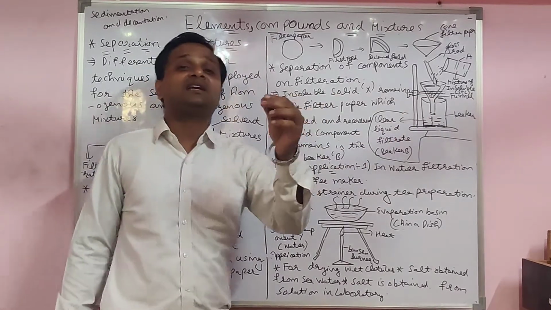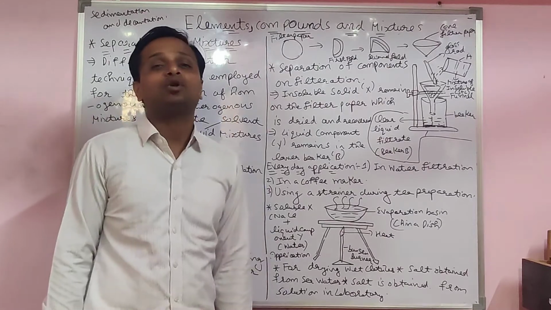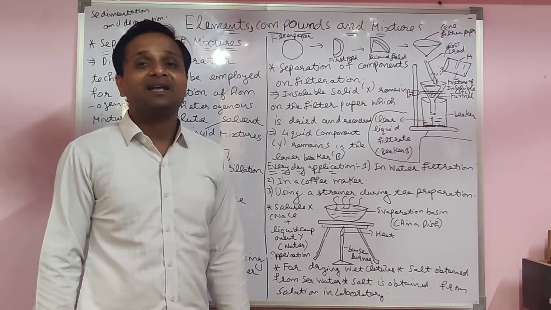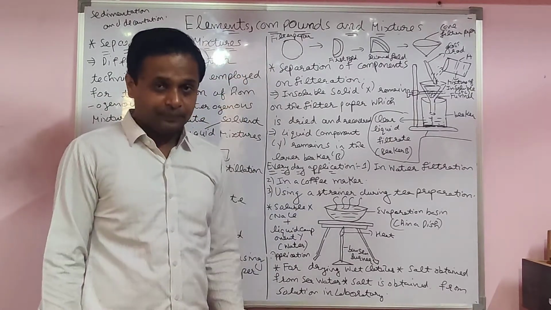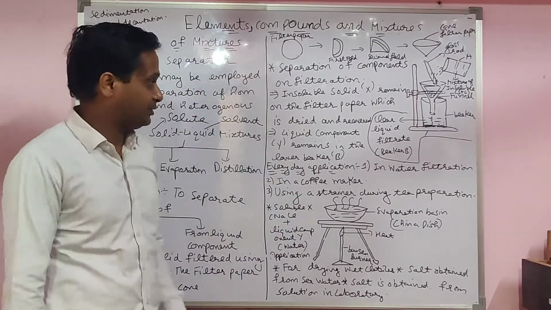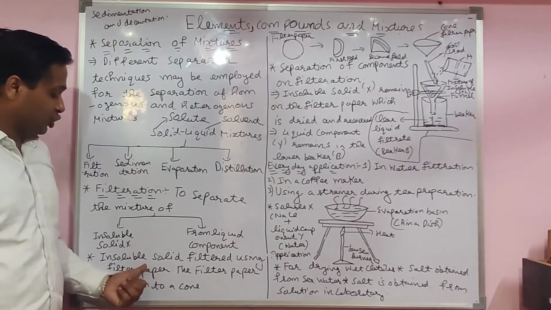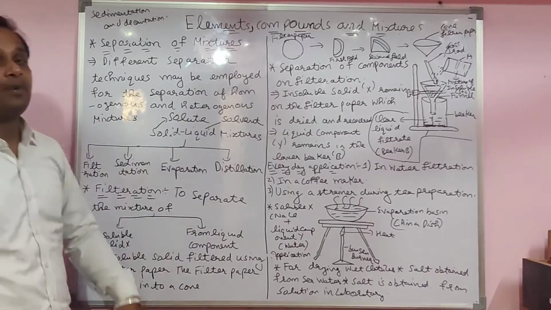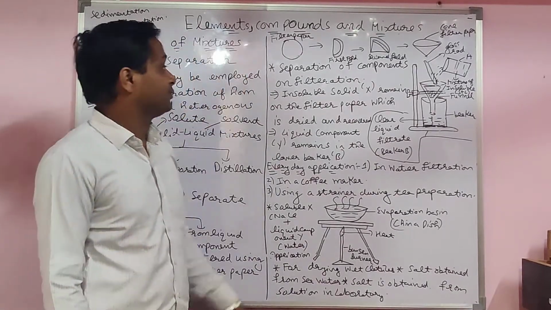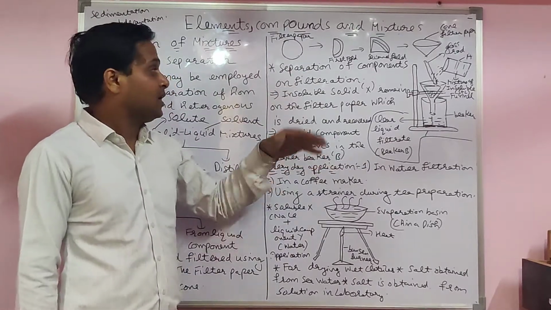The sand particle size is more than the pores of the filter paper. That's why it is unable to pass. You are able to separate by this property on the basis of particle size only: particle size and filter paper pore size. So an insoluble substance in the liquid you are able to separate with the help of filtration. Separation of components on filtration.